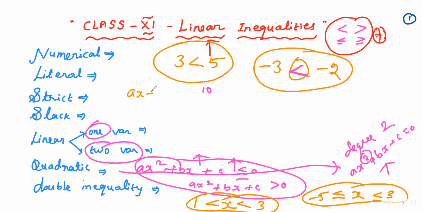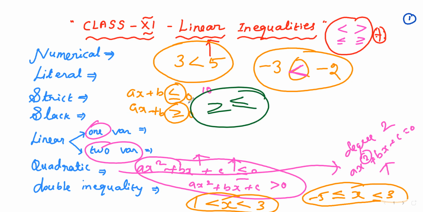It's just ax plus b greater than or equal to 0. But greater than or equal to or less than or equal to, it will come. For the word slack, greater than or equal to, less than or equal to, both will come. That is just slack inequalities. Strict inequalities are just less than or greater than. Slack is less than or equal to, greater than or equal to. This is the difference between these two inequalities.